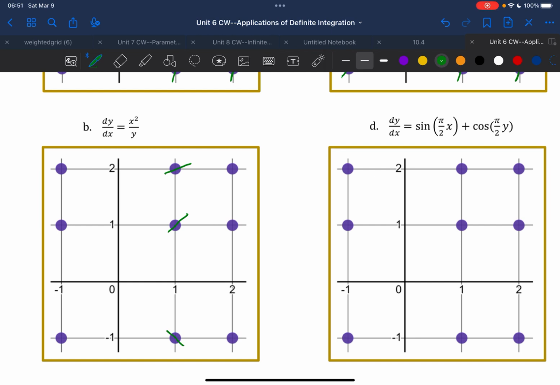So we go to 2, so 2 squared is 4 over 1 is the slope of 4, quite steep. 2 squared, 4 over 2 is 2, so it's still steep, but not quite as steep. And if you go to 2, negative 1, you get the slope of 4 over negative 1, or negative 4. So quite steep in the negative direction. Go to negative 1, 1, so negative 1 squared is 1 over negative 1 is negative 1.